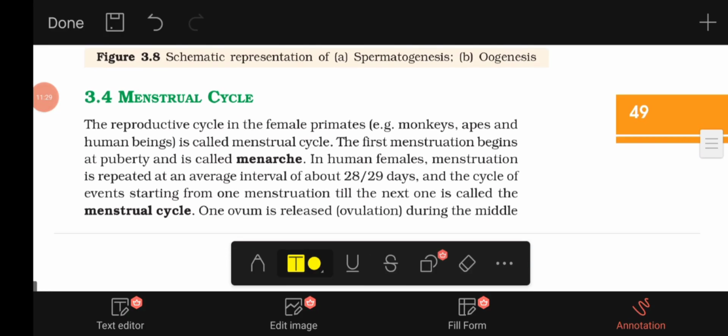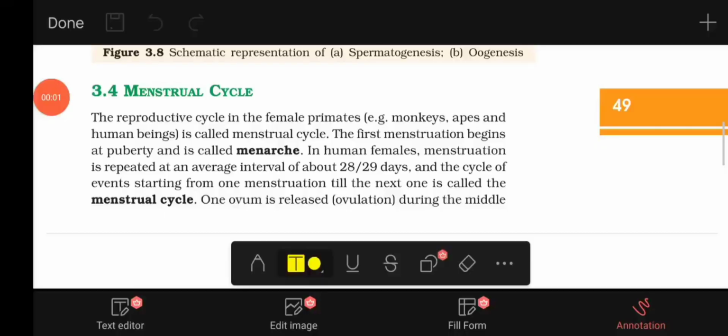So now this part, the menstrual cycle, we will do now. The reproductive cycle in female primates like monkeys, apes, and human beings is called the menstrual cycle, whereas in female non-primates it's called the estrous cycle.